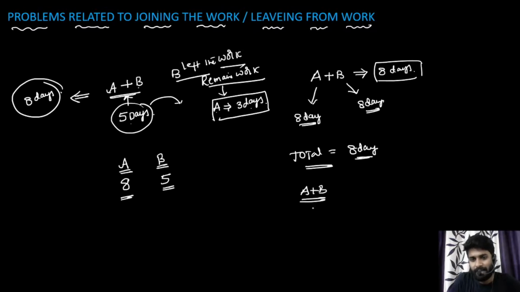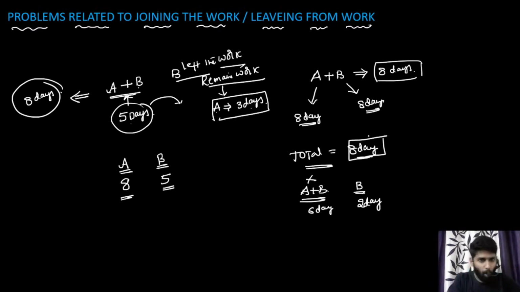A and B work for 6 days. A left the job and the whole work is completed in 8 days. Then what is the observation, guys? A and B worked for 6 days. A left the job, which means B was alone doing the remaining work for 2 days. That's why the whole work is completed in 8 days.